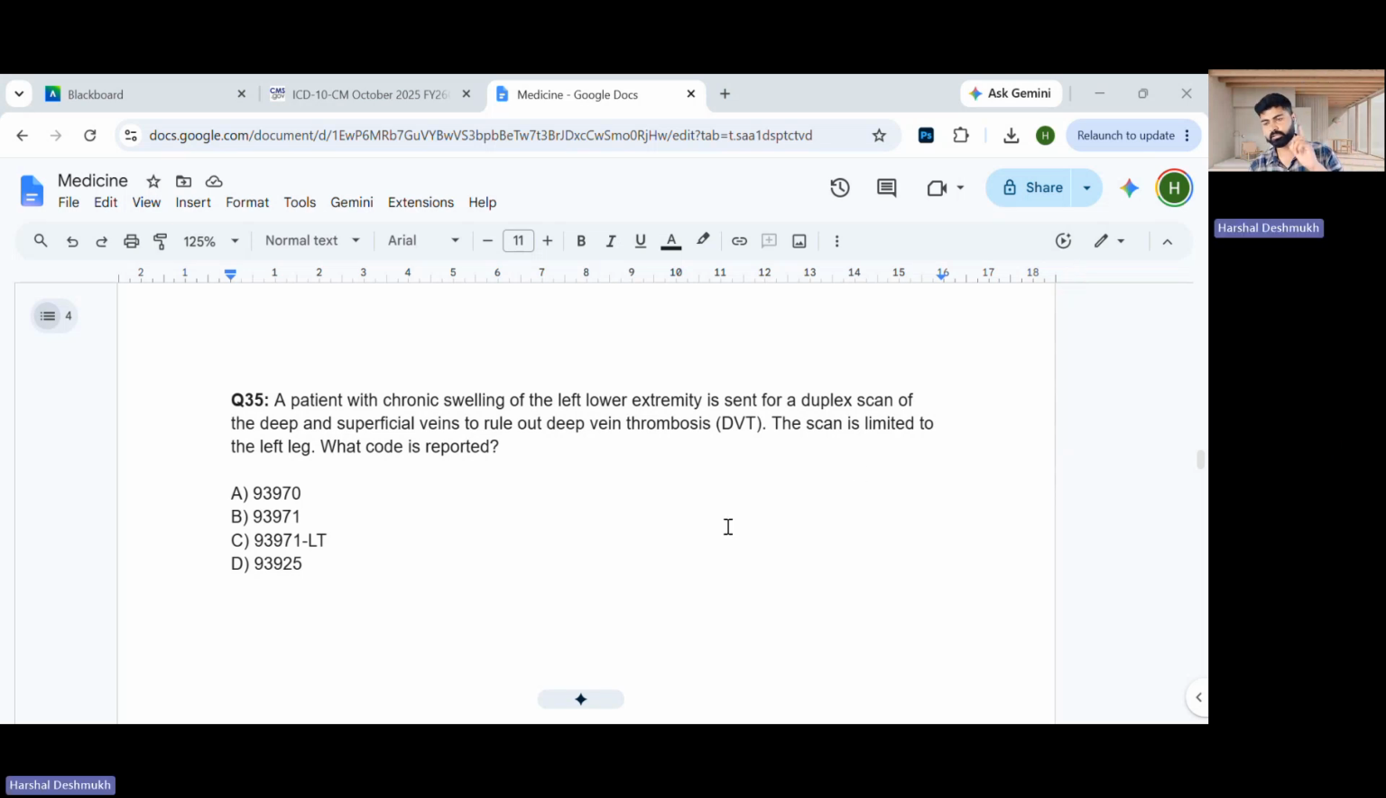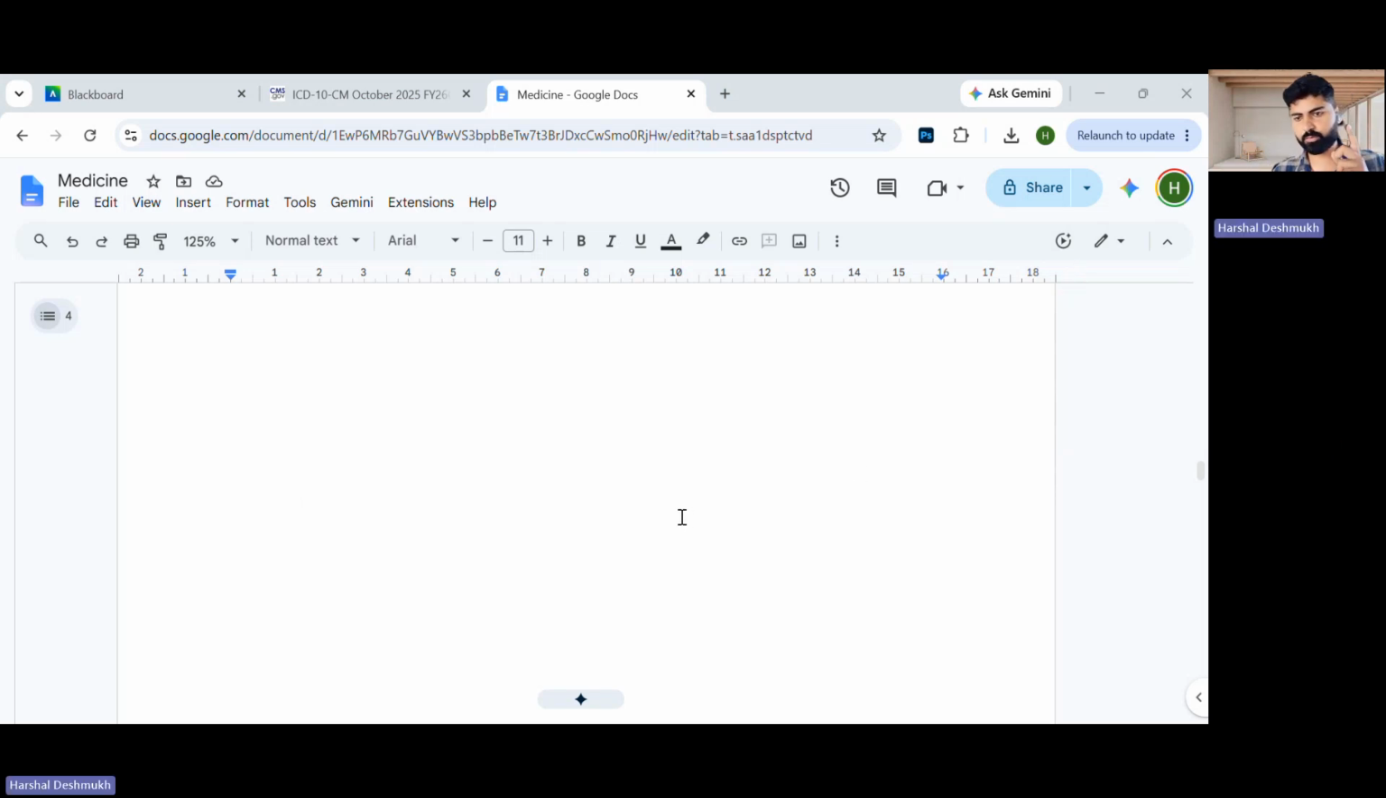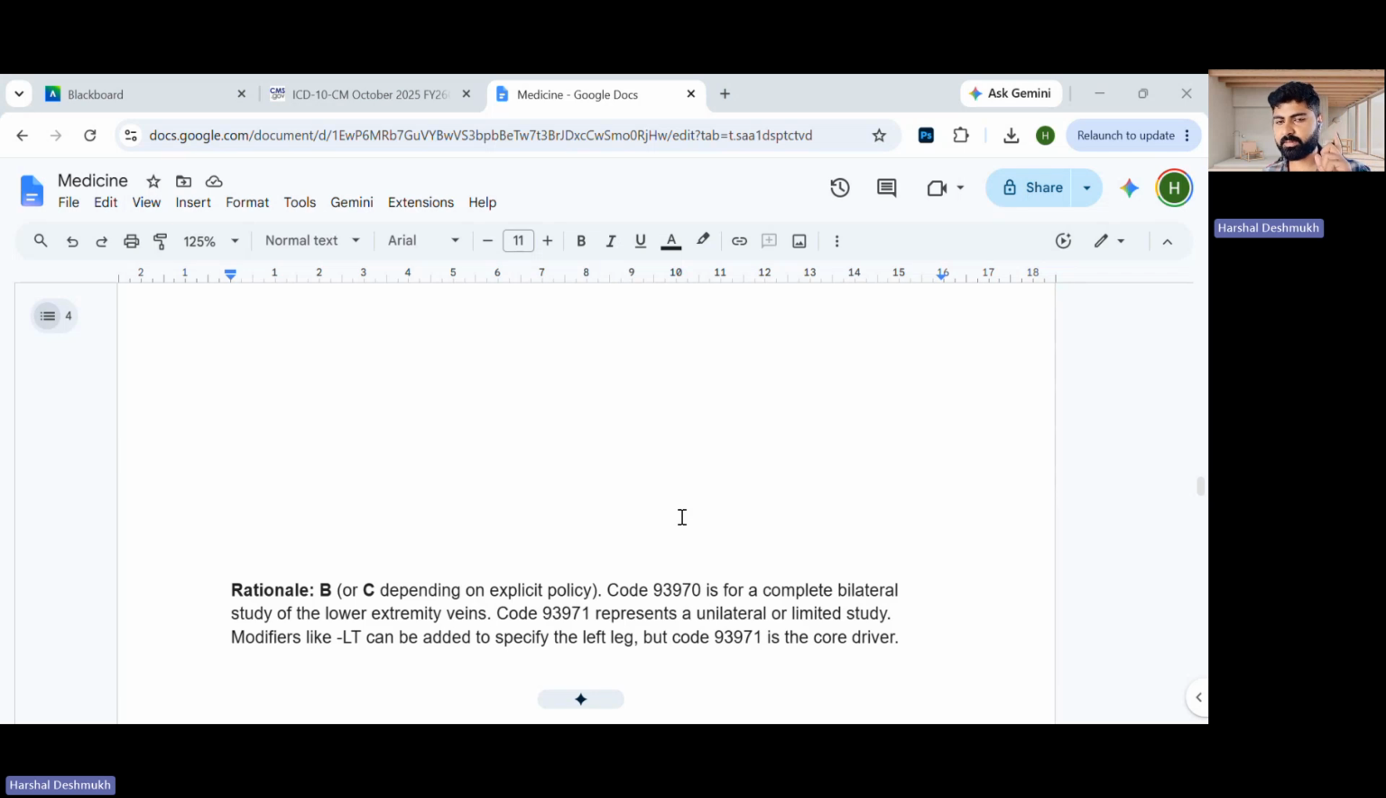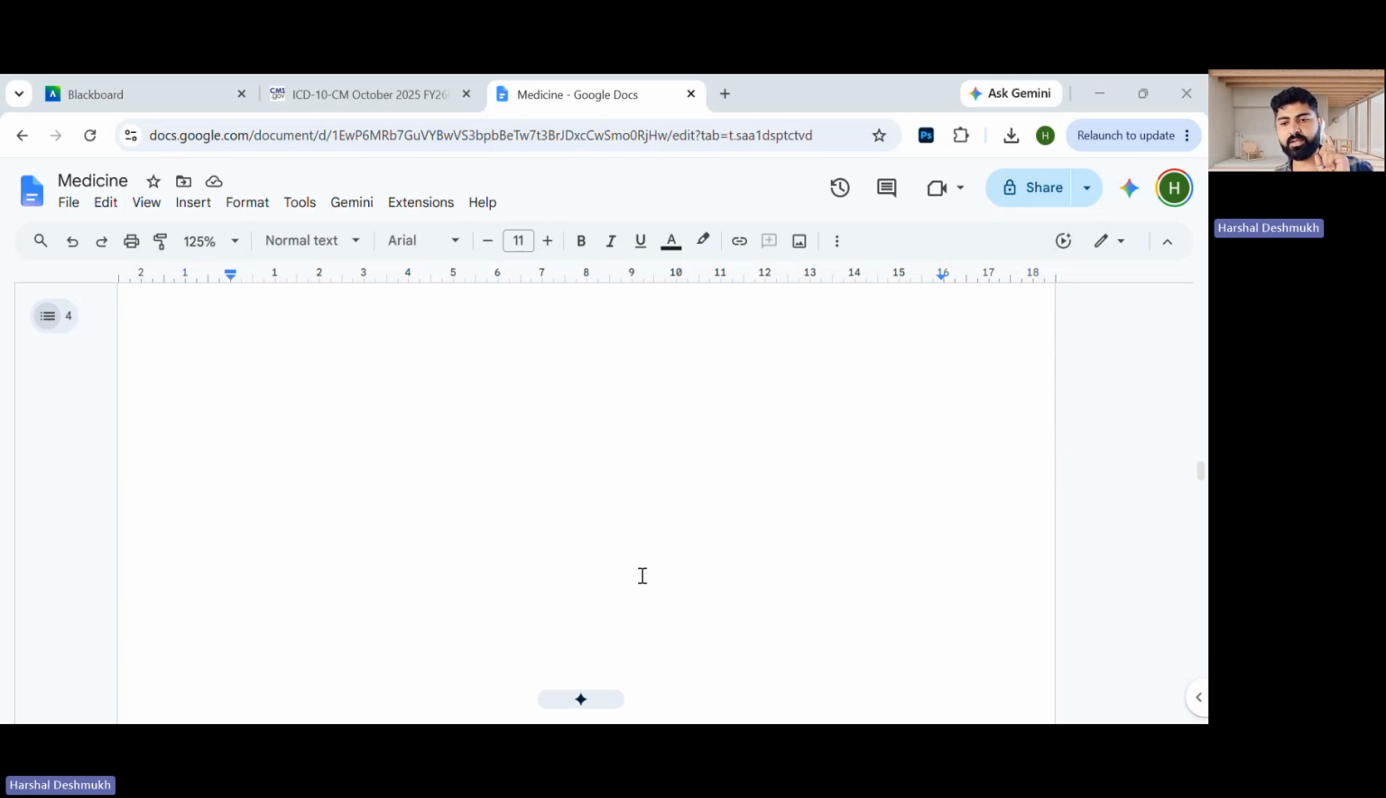All right, time to answer this question. The answer to this question number 35 is B. I've also mentioned C, depending upon the payer specific policy. So 93970 is for a complete bilateral study of lower extremity veins. However, 93971 represents a unilateral limited study. Modifiers like LT can be added to specify the left leg, but code 93971 is the core driver.